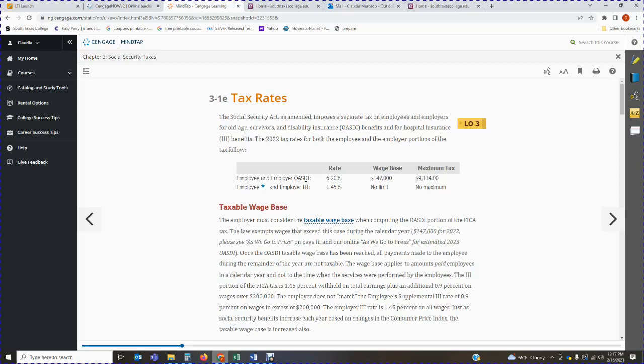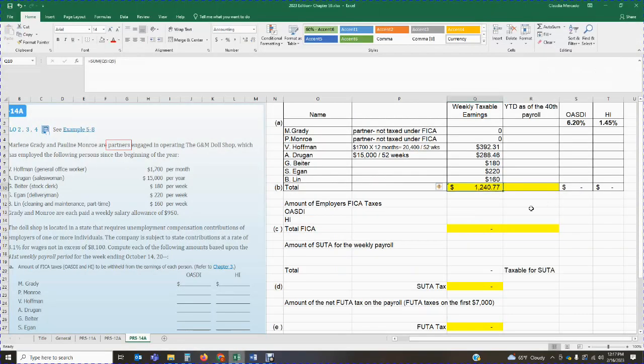There is no maximum, okay? So please go back and refresh your memories over chapter 3. I just wanted to bring you here so we can remember that my cap for OASDI is $147,000, okay? Now we need to make sure that none of my employees go over that.